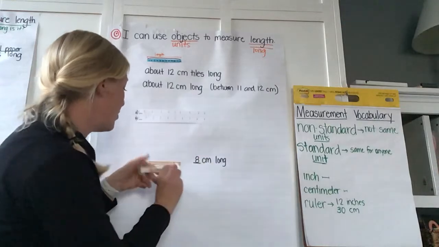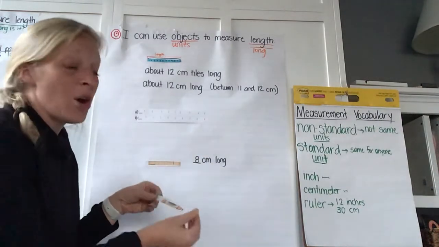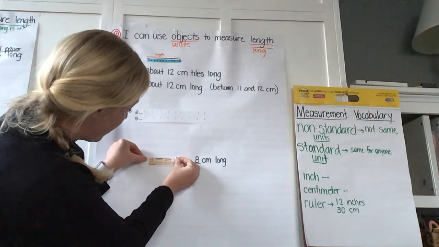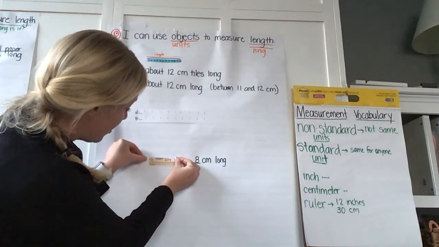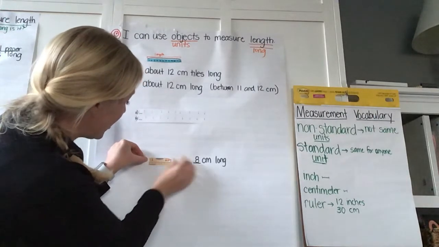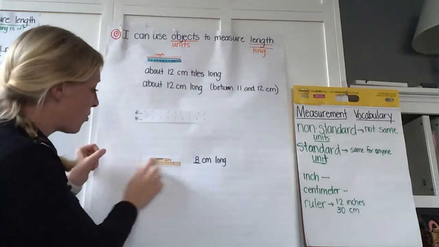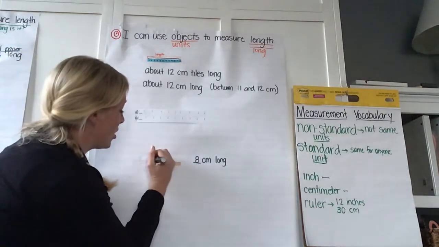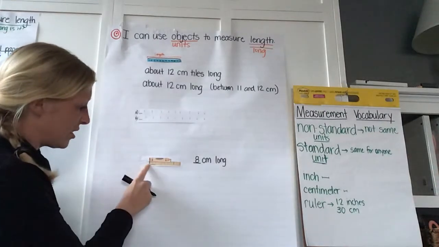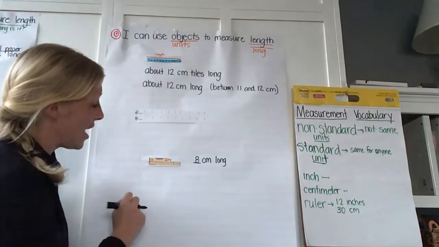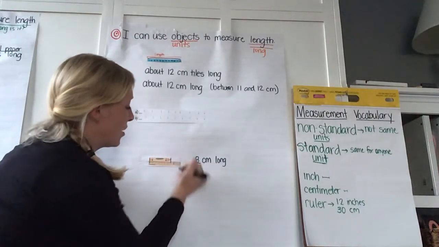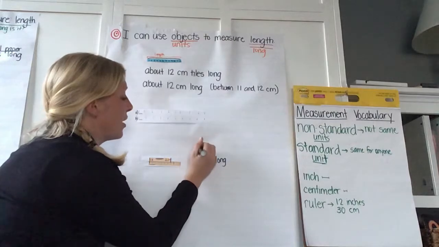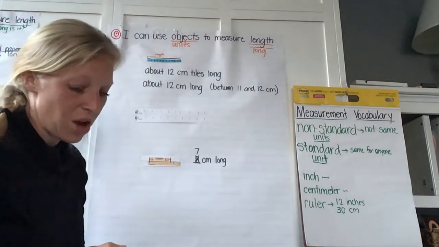Where would I put this if I wanted it to be correct? Where would I line the end of that up? At the start of it? No, at the 0. At the 0. Let's make sure that lines up just right. There's my 0. Where does it end now? So how long is my crayon? My crayon is 7 centimeters long.